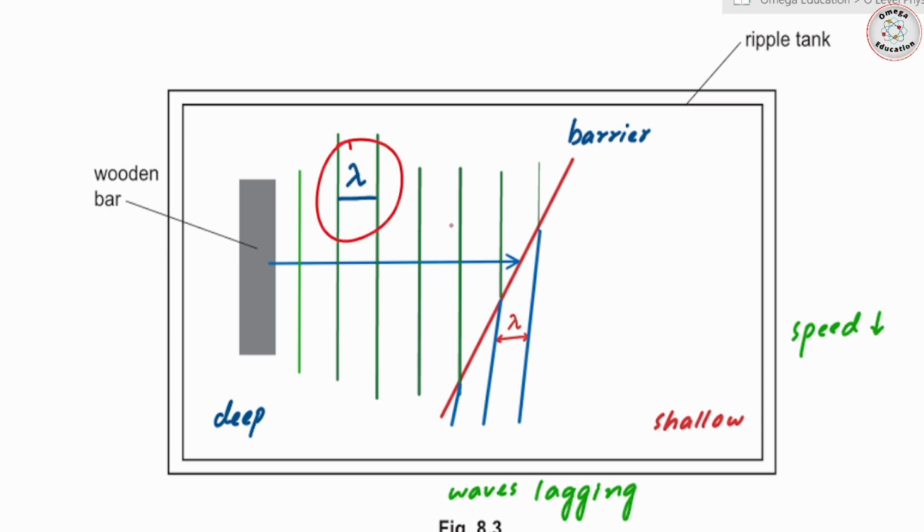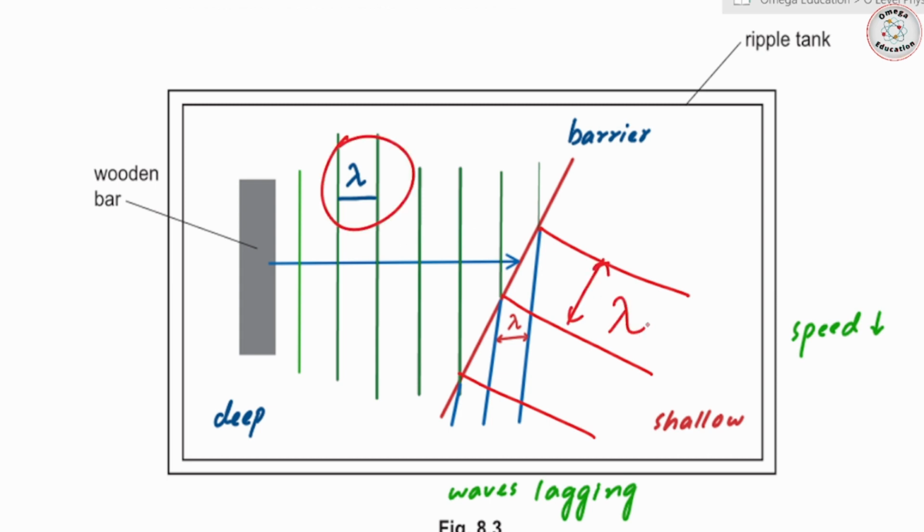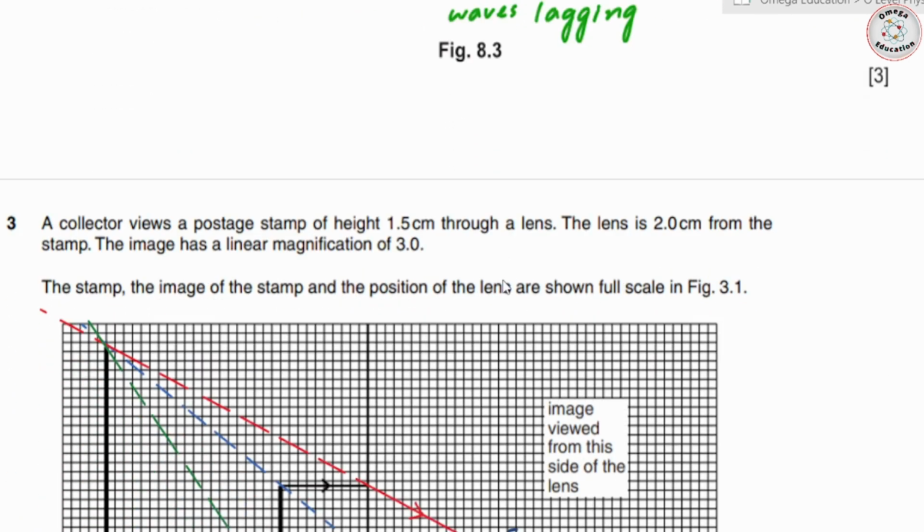So you have high wavelength here, less wavelength over here. If you bend the waves, let's say in this direction, that would mean you have small wavelength over here, and in shallow water you have high wavelength, which should not be the case. In shallow water, the wavelength should always be less. All right, moving on to the next one.